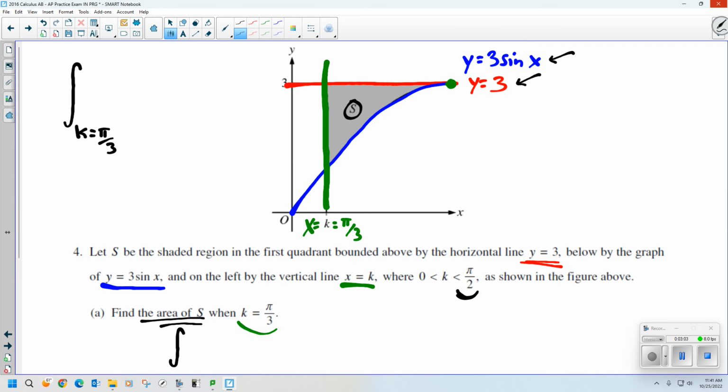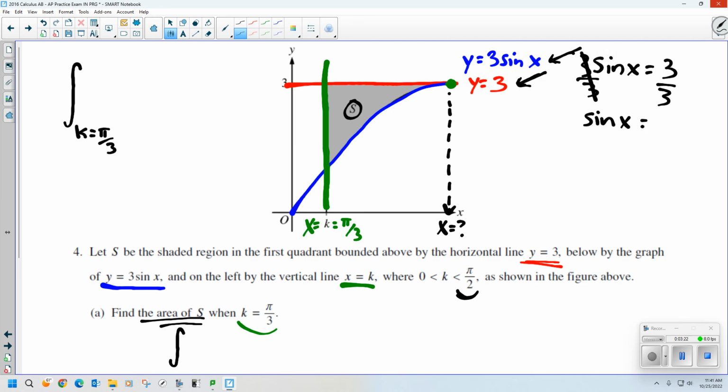If I need to solve for this x value right here, I just set these two equations equal and solve algebraically. So 3 sine of x equals 3. Divide both sides by 3, and there is only one place I can think of from 0 to 360 degrees where sine equals 1, and that's at 90 degrees. And what do we call 90 degrees in radians? Pi over 2. That's my upper bound.